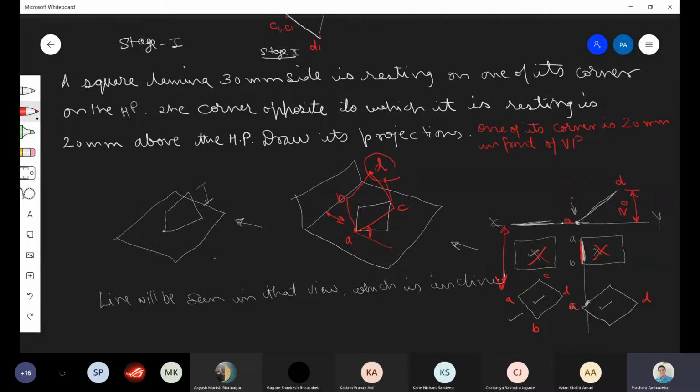If this is given, then what will happen? If one of the corners is 20 mm in front of VP, agar aisa diya hai, to in that case, one of the corners can be any corner. So generally we'll select this corner. This distance should be 20.